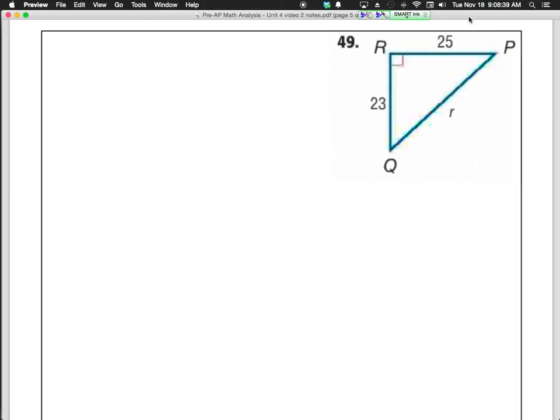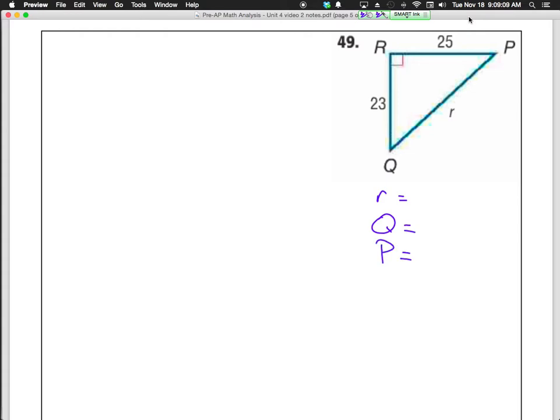All right, 49. They give me a triangle. This time they've given me two sides, and I need to find the three missing items. Bree, what would my three missing items be in this case? Side R, angle Q, and angle P.